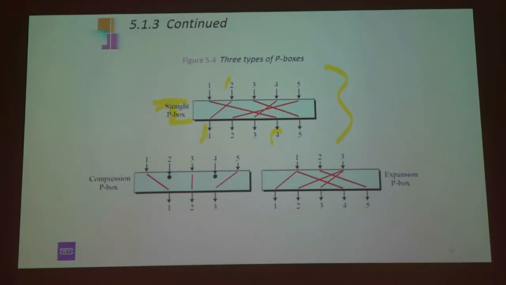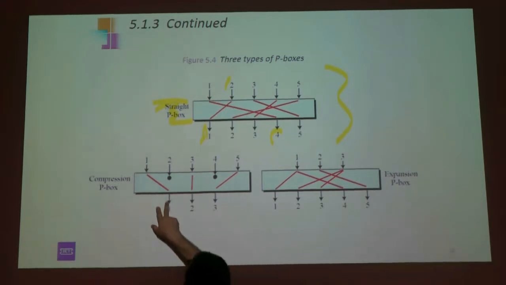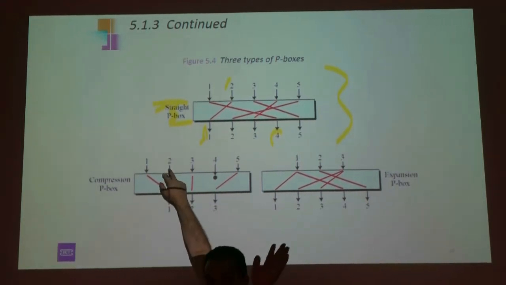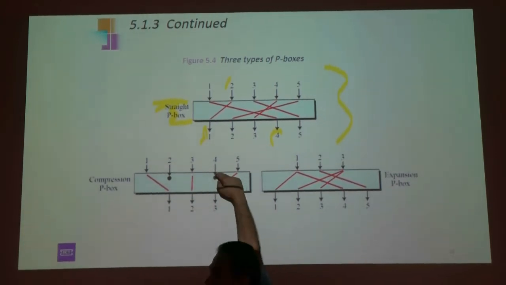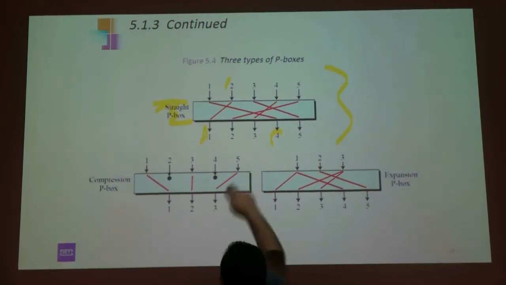Okay, which means it's not random input. We compressed. We have 5 inputs, we compressed it to 3. So 1 goes to 1, and 2 is gone. Okay, and the 3 goes to 2, and 4 goes where? Gone. And 5 goes to 3.